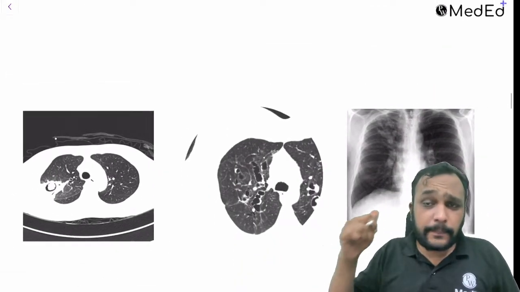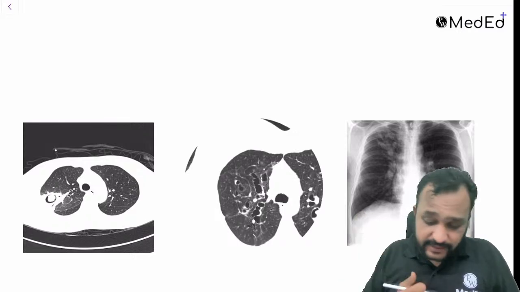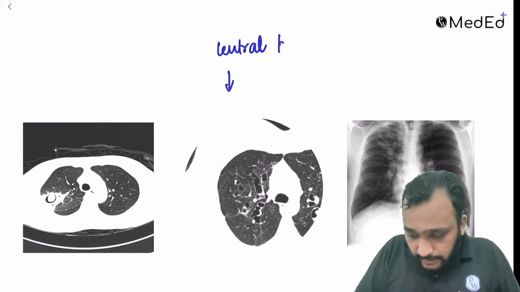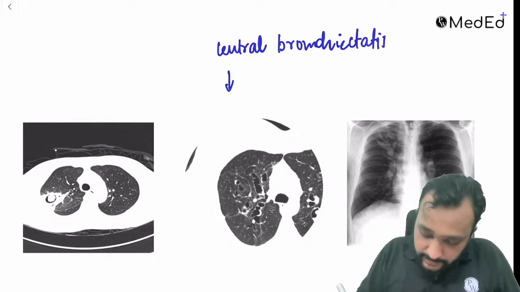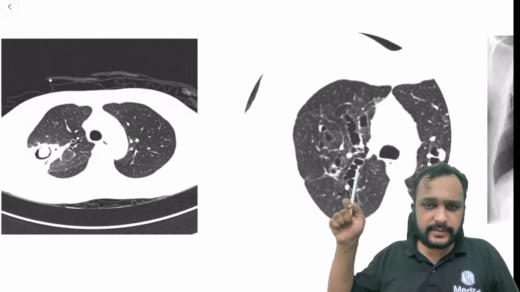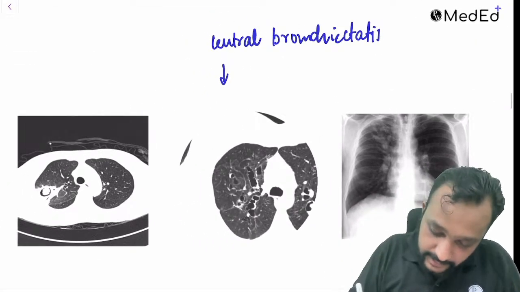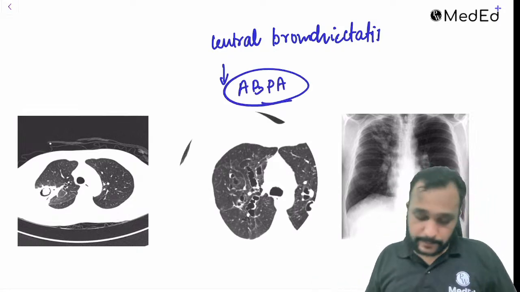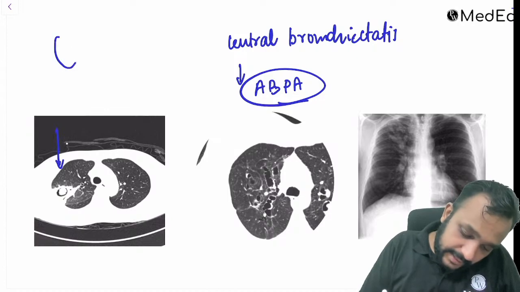Now important signs that you should be aware of as far as fungal infections are concerned. So here in the second image we can see that there is central bronchiectasis. The central bronchi are dilated, right? So these are the central bronchi which are dilated. Just have a look at this image. These are the central bronchi which are dilated, and this dilatation of the central bronchi is seen in patients with allergic bronchopulmonary aspergillosis.